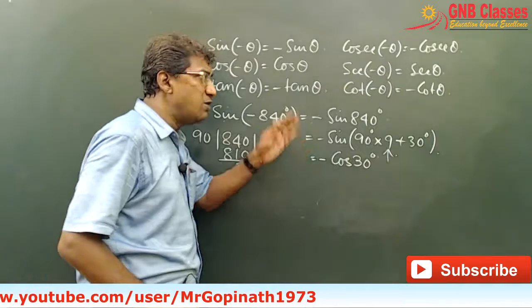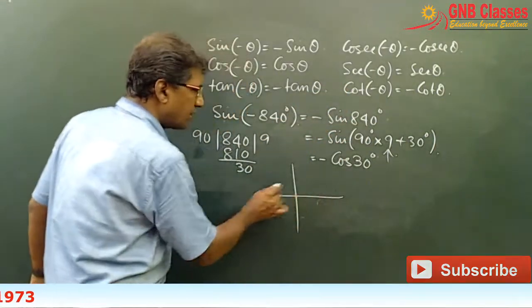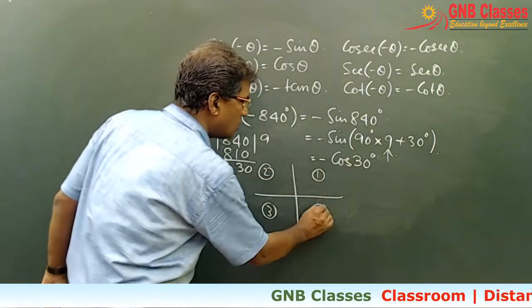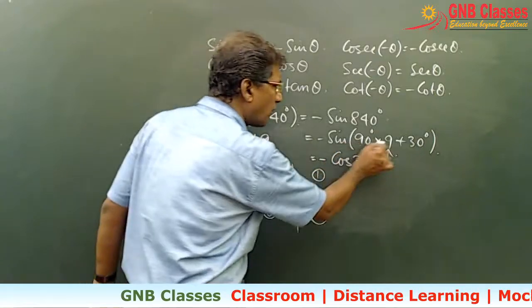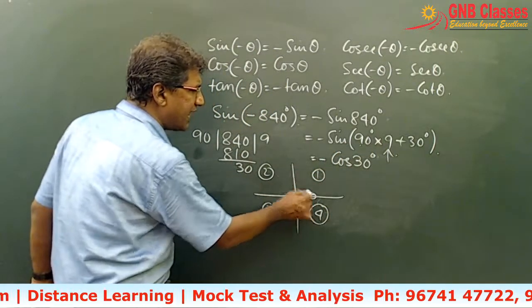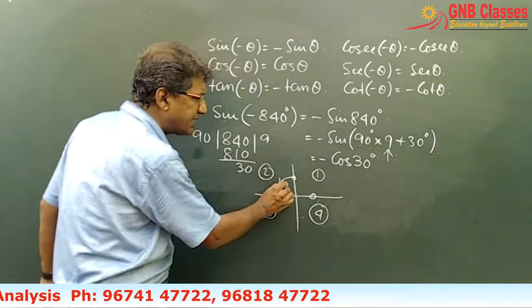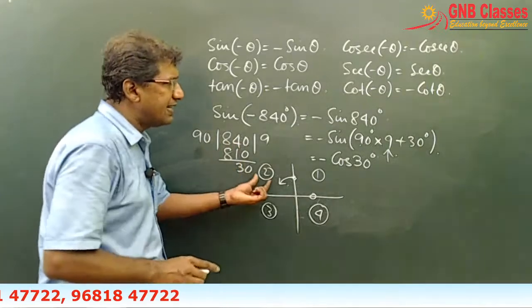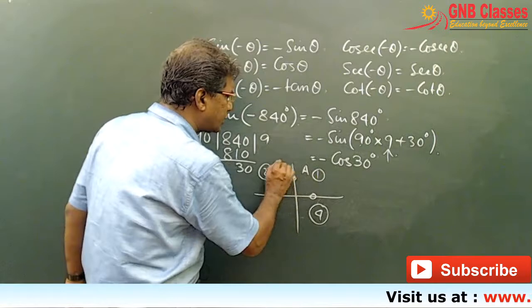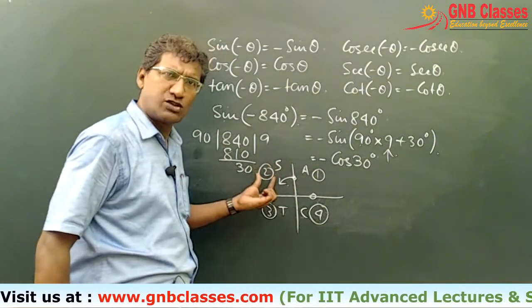Now we have to check in which quadrant this angle is falling. So again, I'm telling you, this is my first, second and third, fourth quadrant. So we are starting from here, moving 90 times 9: 1, 2, 3, 4, 5, 6, 7, 8, 9. 9 is coming over here, right? Then plus theta. Plus theta means it is coming in the second quadrant. In the second quadrant, is your sign positive or negative? As I told you, add sugar to coffee. So your sign is positive in the second quadrant, right?